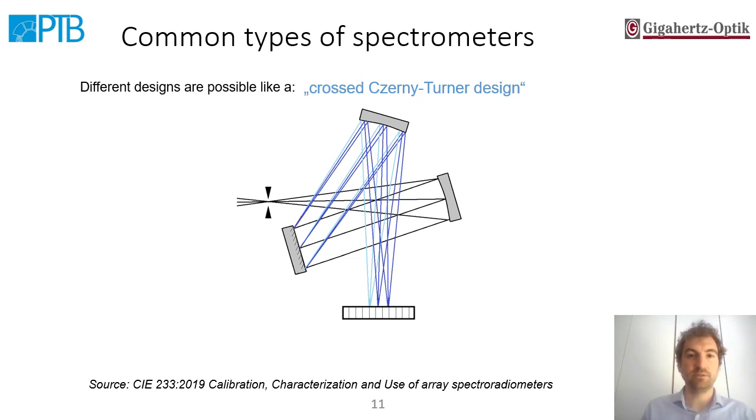Here you can see the cross-tutorial design. This is just to show you that different designs in the optical path are possible. The advantage of this design is that it's more compact, but you have crossed optical arrays, which is more tricky in terms of stray light correction, since it's not so easy to put apertures in there.